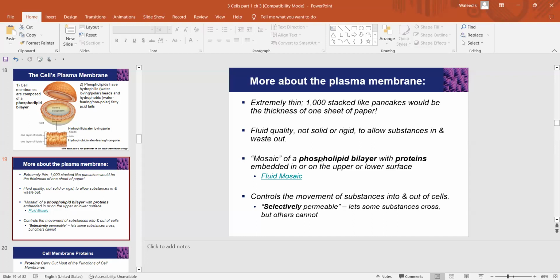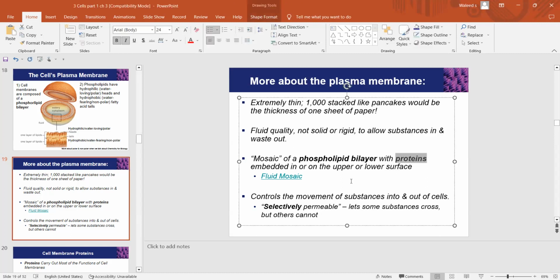Is it completely phospholipids? No, I'm telling you the basic structure. The basic structure, the building units, it's phospholipids. But we do have a lot of other things, most important of which is protein. You have the protein for different reasons. It's embedded within that phospholipid. Let me just make it more clear.